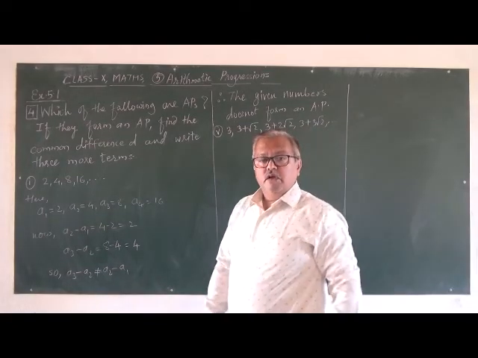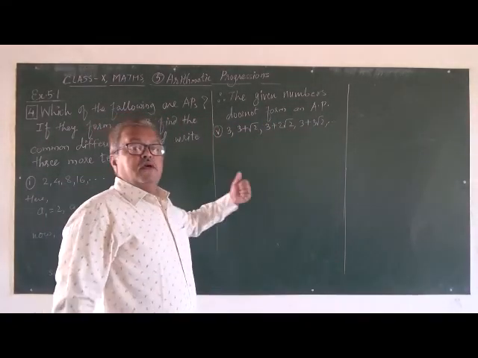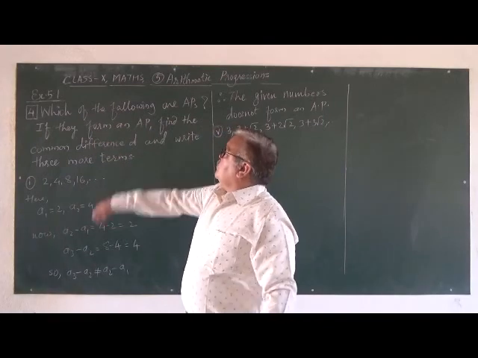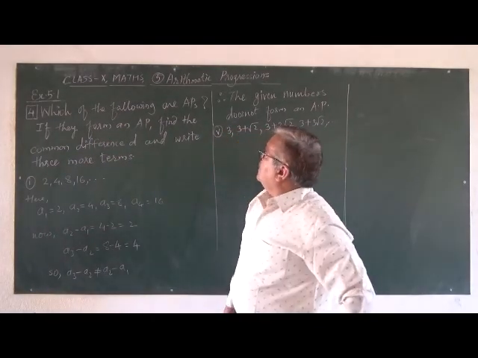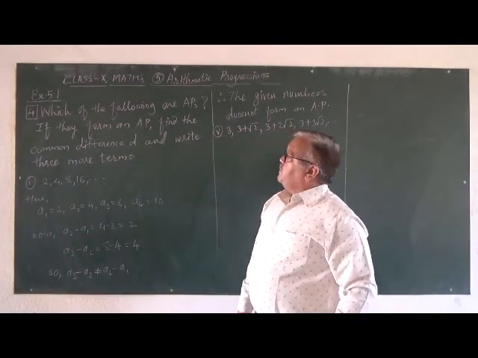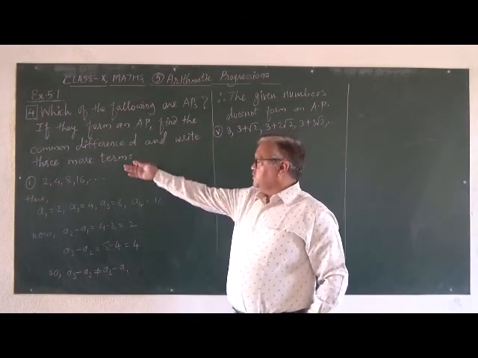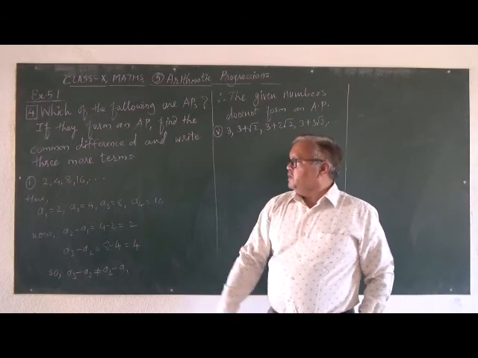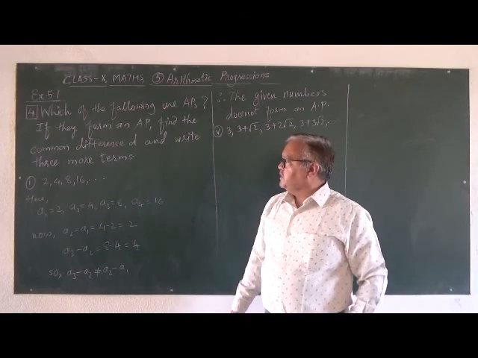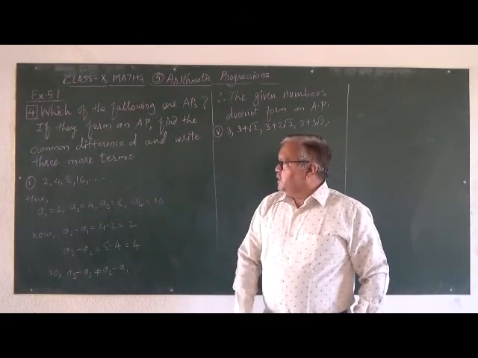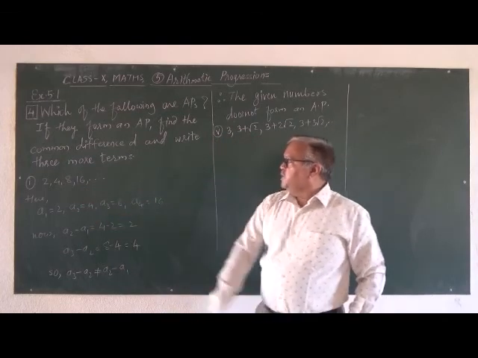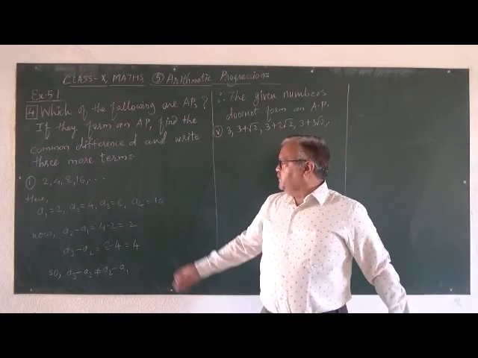Hello students, let us see now exercise 5.1, question number 4. Which of the following are APs? If they form an AP, find the common difference D and write 3 more terms. So let us see the first sub question. The list of numbers is 2, 4, 8 and 16 and so on. So A1 is 2, A2 is 4, A3 is 8 and A4 is 16.